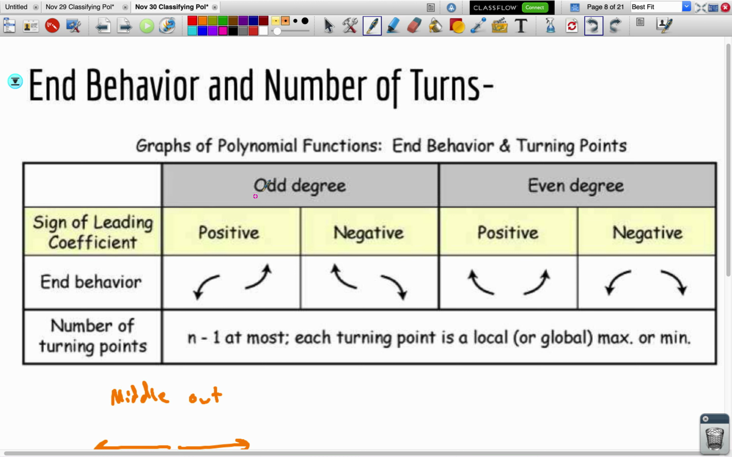This one here, an odd positive, I call this down, up end behavior. And you can just call it that too, just literally say down, up. Odd negative would be up, down end behavior. Even positive goes up, up, and even negative goes down, down.